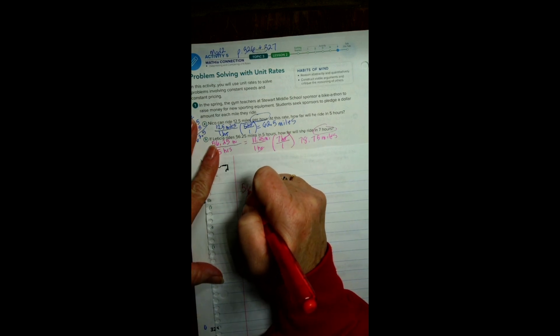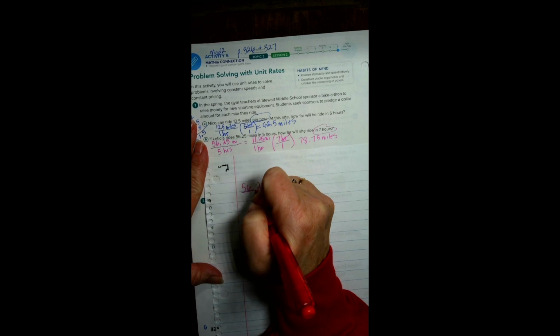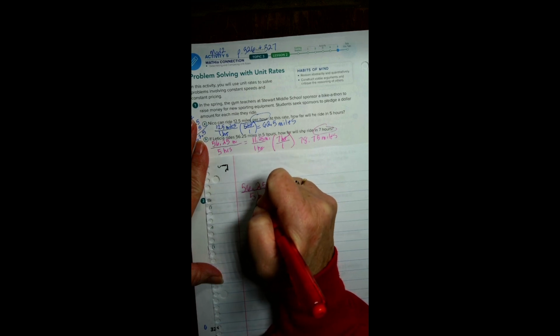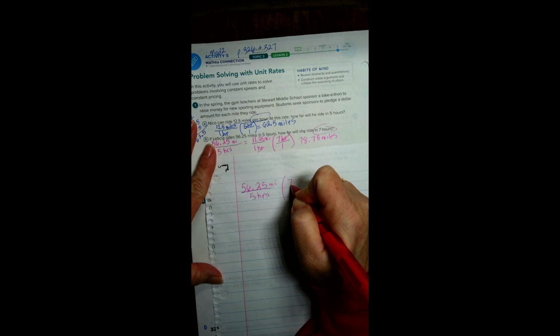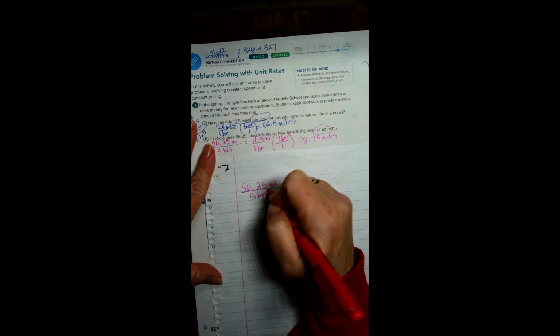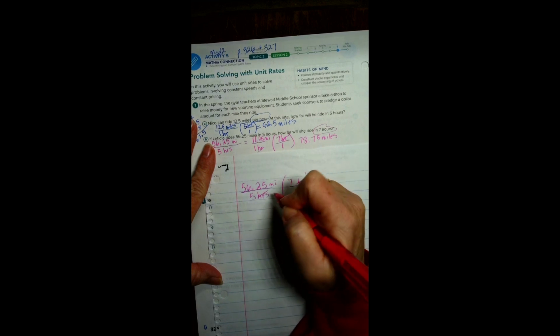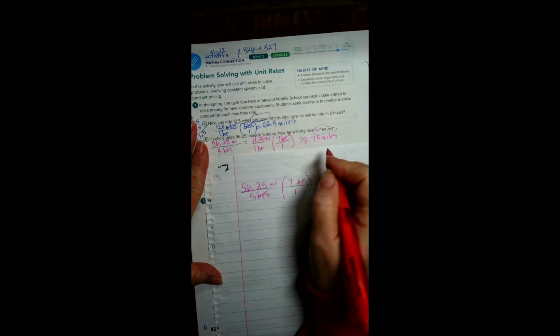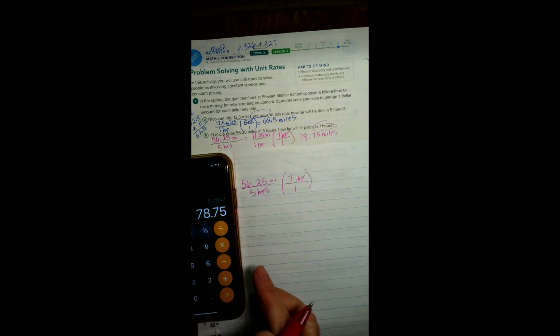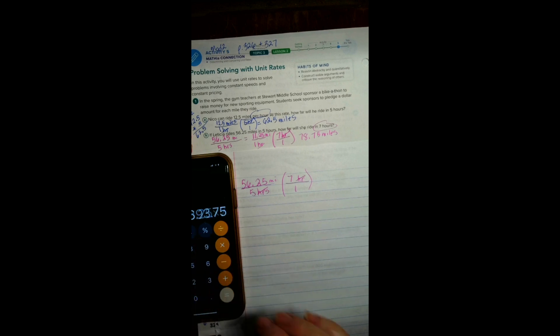So when we figure this out, we don't have to go to the per 1 hour. We can go right from the ratio they give us to the 7 hours, and it would look like this. So we're starting with 56.25 miles in 5 hours. They're asking us how far in 7 hours. So if I am multiplying that, I can cancel right there and then multiply straight across. And when I multiply that straight across, I get 56.25 times 7 in my numerator.